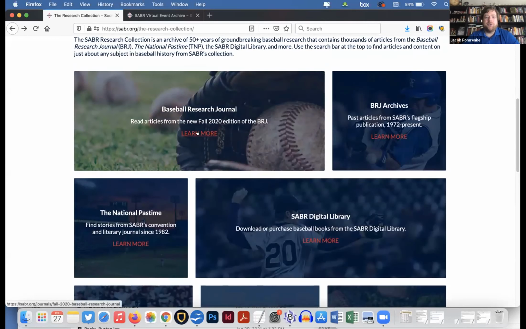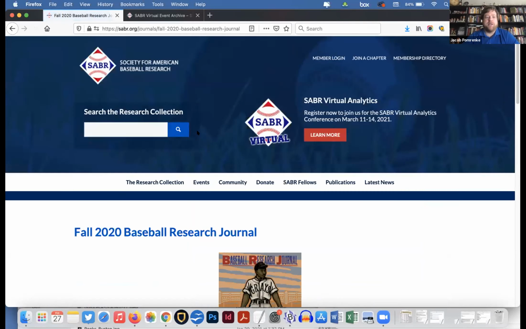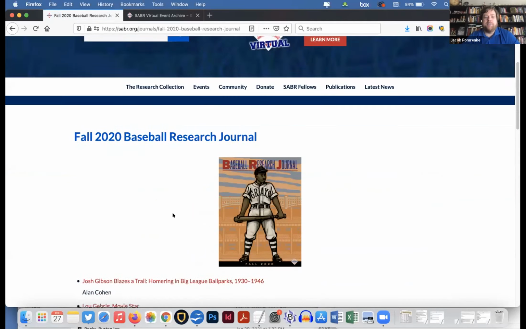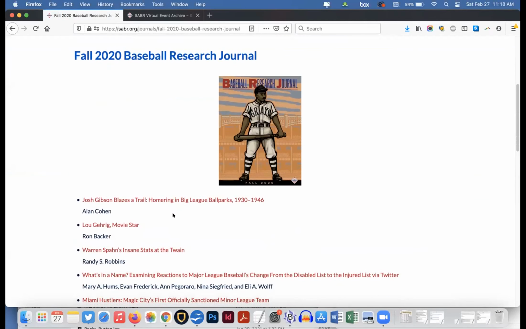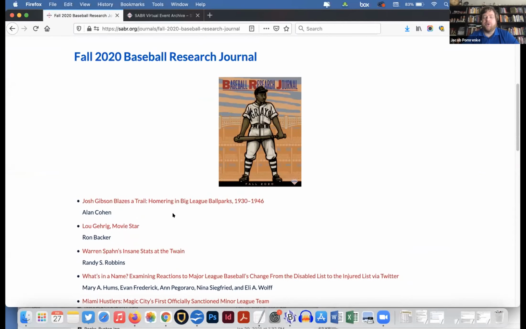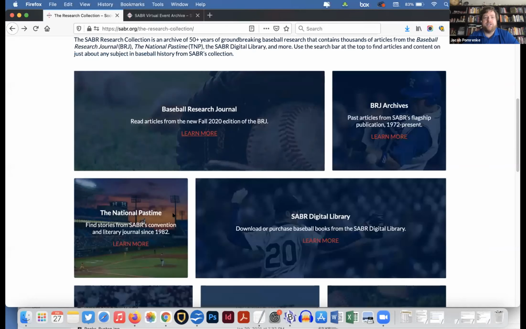So moving over to the Baseball Research Journal, this is something I'm very, very excited about. All of our Baseball Research Journals are online in some capacity now, from the first one in 1972 all the way to the most recent one this past fall, with Josh Gibson on the cover. Pretty cool little illustration there from Gary Sieradzkowski, the SABR member in Cincinnati. So you can read all the Baseball Research Journal articles online, or download the PDF edition as well.